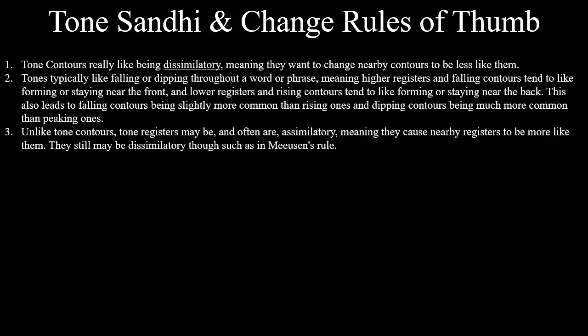And 3. Unlike tone contours, tone registers may be, and often are, assimilatory, meaning tones make nearby tones more similar, but they can still sometimes be dissimilatory, such as with Meeussen's rule.